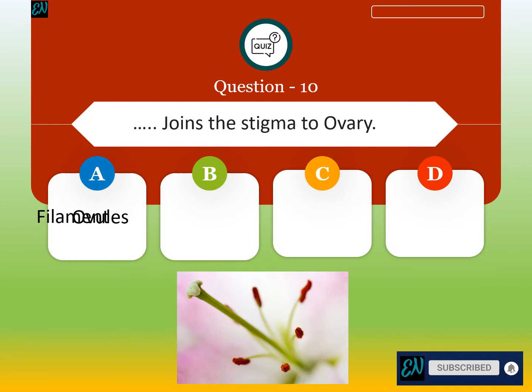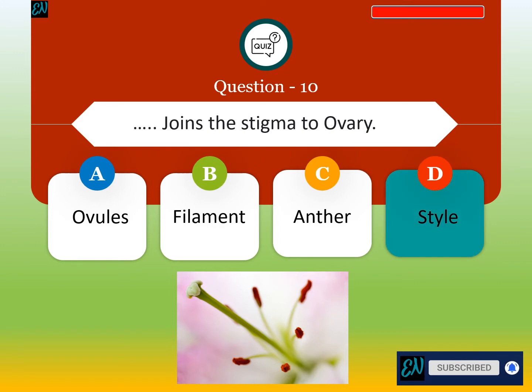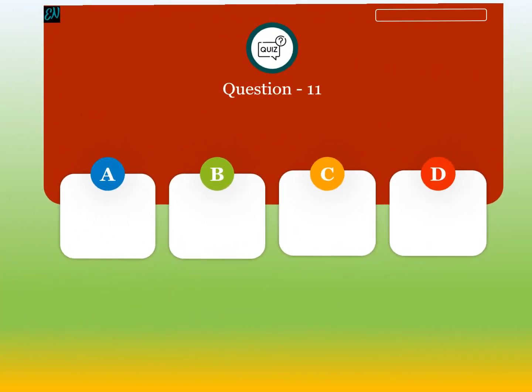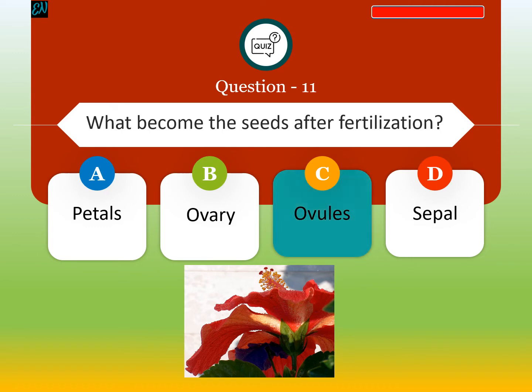Question number 10. Dash joins the stigma to ovary: ovules, filament, anther or style? Style joins the stigma to ovary. Option D is correct. Question number 11. What becomes the seed after fertilization? Petals, ovary, ovules or sepal? So correct answer is option C. Ovules becomes the seeds after fertilization.